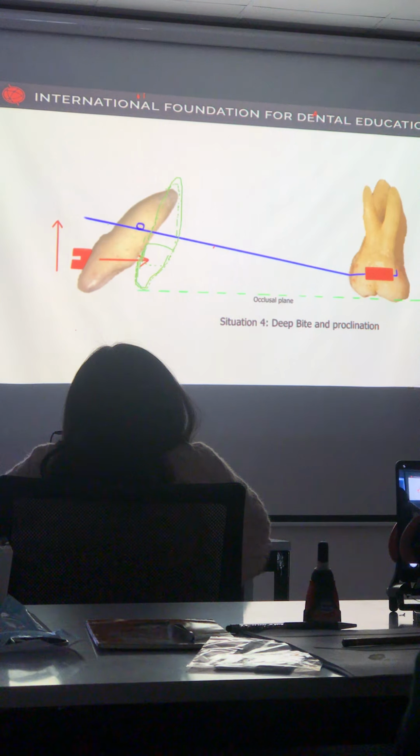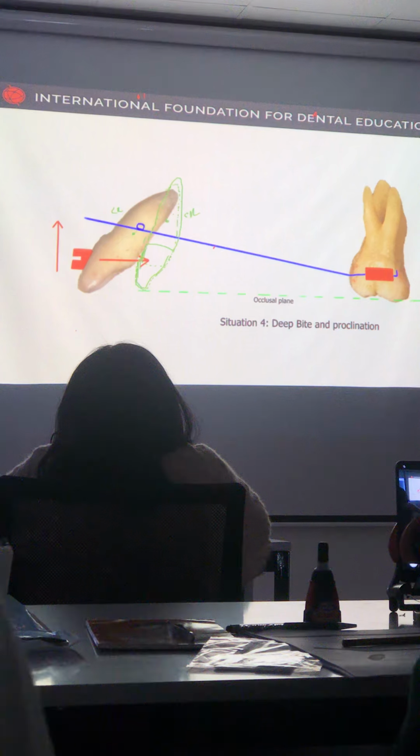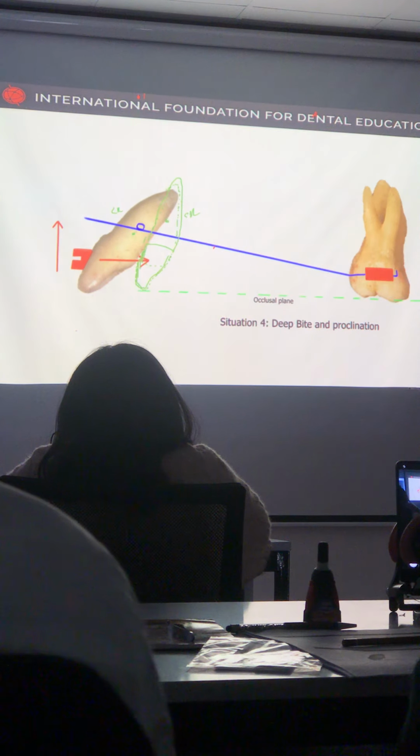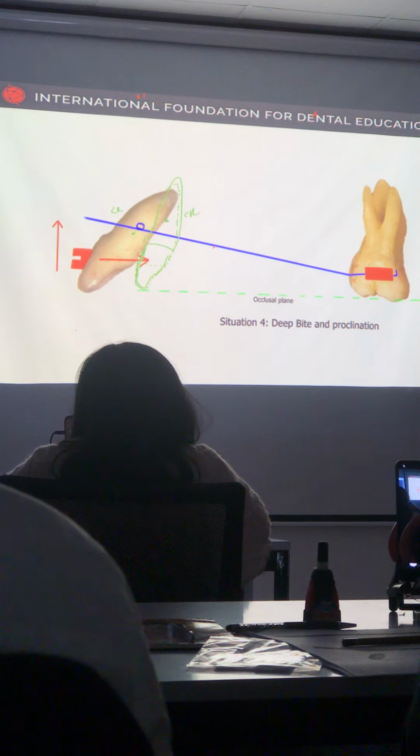We've got to add the opposite moment. Before it was counterclockwise, so now we have to add a clockwise moment. Depending on the amount of moment that we put in there, we're going to be able to change between controlled tipping and translation. So the idea here is the force is very easy to find.